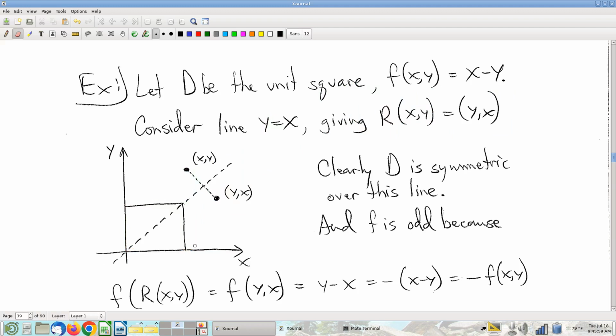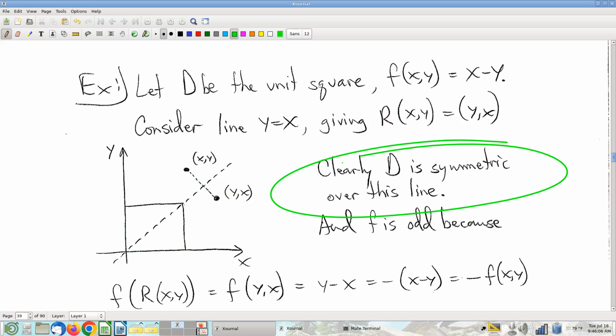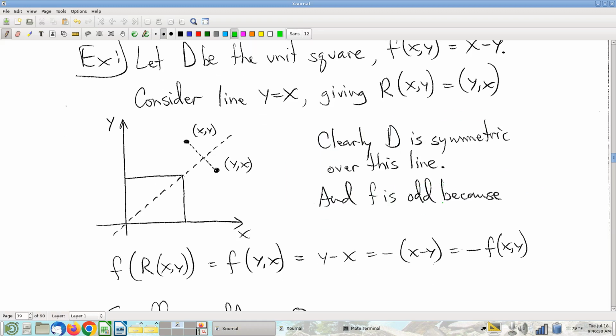Now that said, first, is the domain symmetric over this line? Why, yes, it is. Casual inspection, geometrically obvious. You don't really have to prove that. In cases when it's true, it's usually pretty clear. So that's fine. That said, you do have to say it, right? It is a critical part of the argument to recognize that the domain's symmetric. All right. So now, let's talk about oddness.